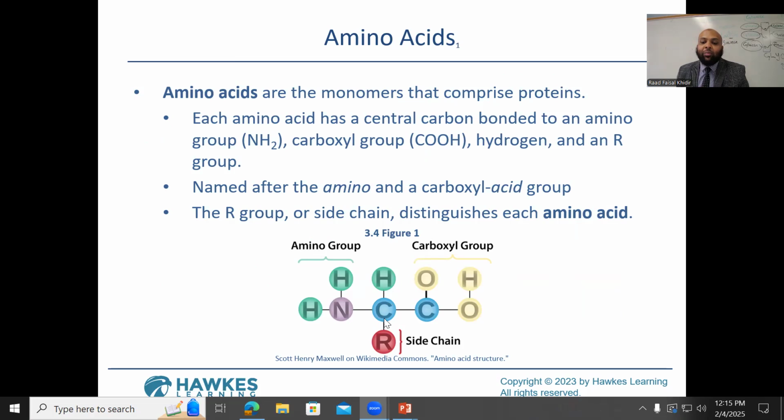There's an alpha carbon in the middle. This is the central alpha carbon. It has 4 terminals: north, south, east, and west. So you have one hydrogen, then you have a carbonyl, known as the carboxyl group, then you have the amino group, then you have the side chain R group. All amino acids have the same amino group, the same hydrogen group, and the same carboxyl group. They just have a different side chain.